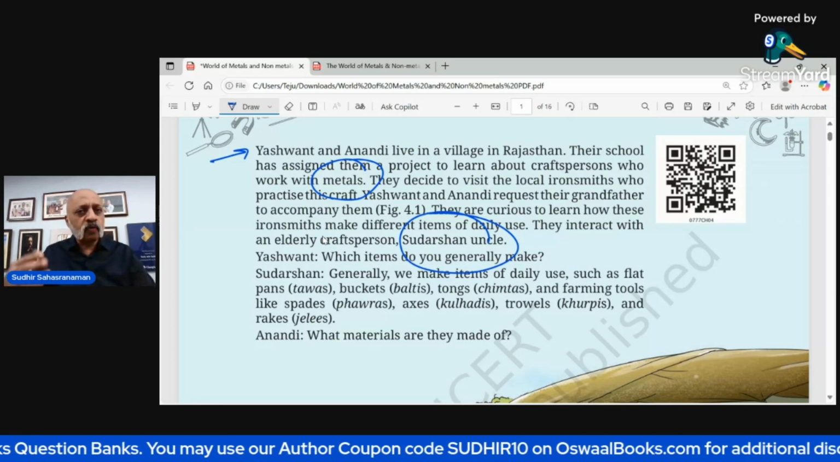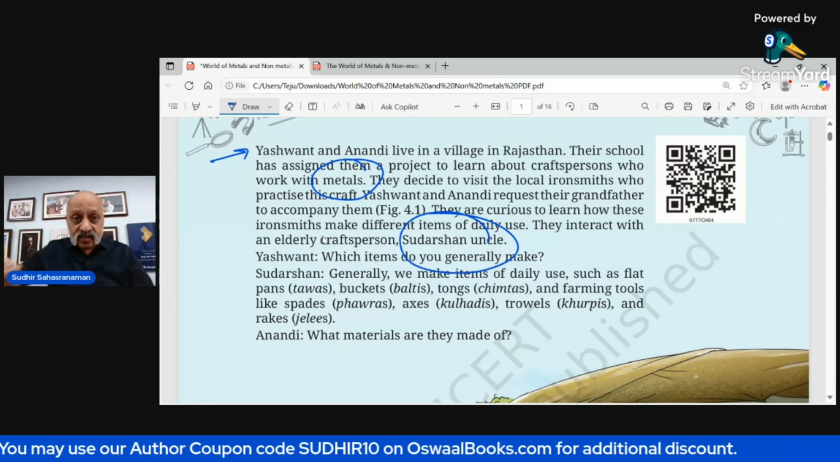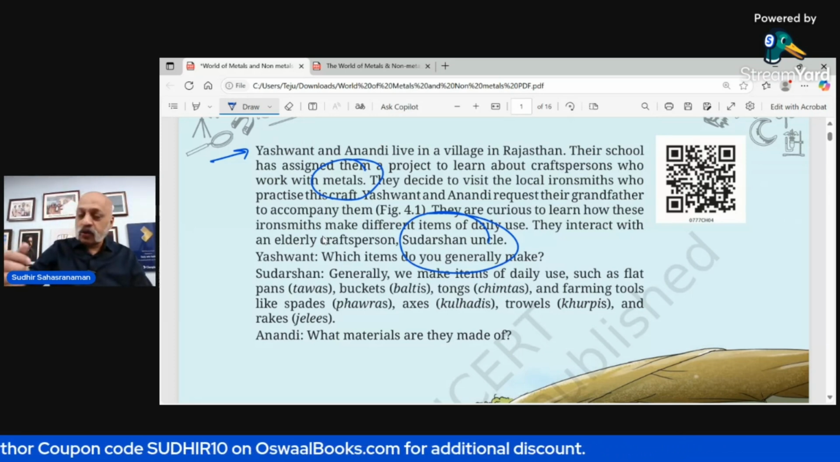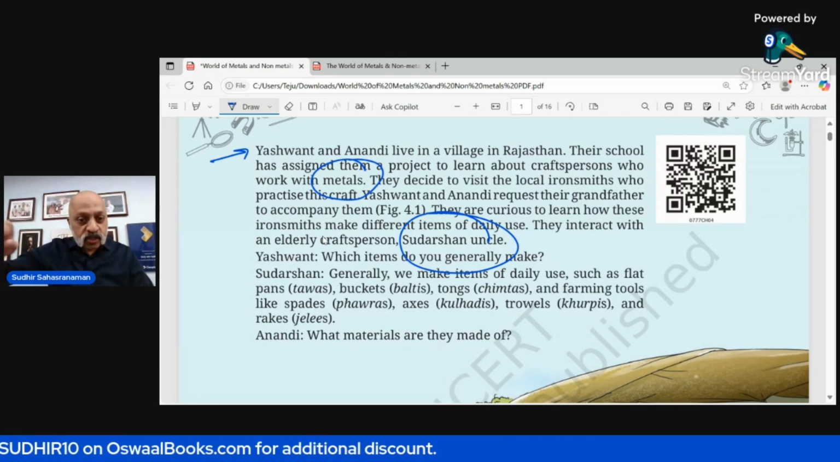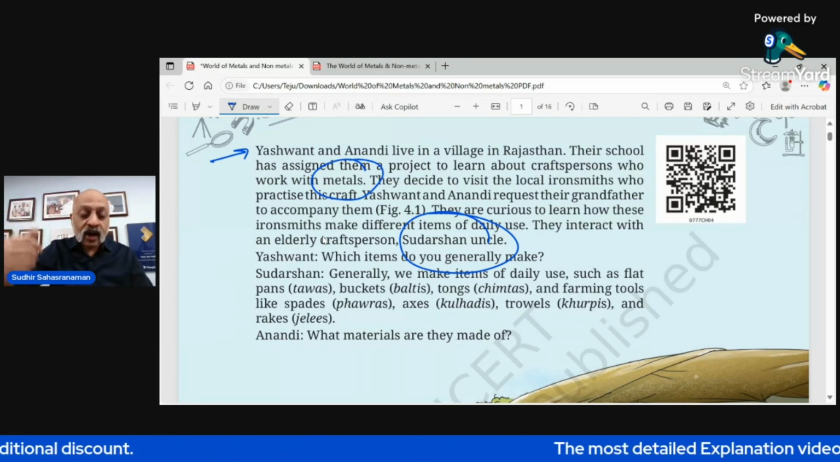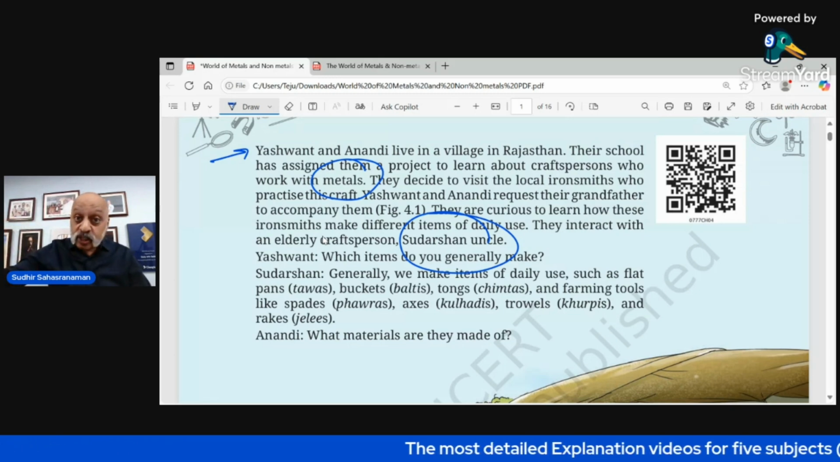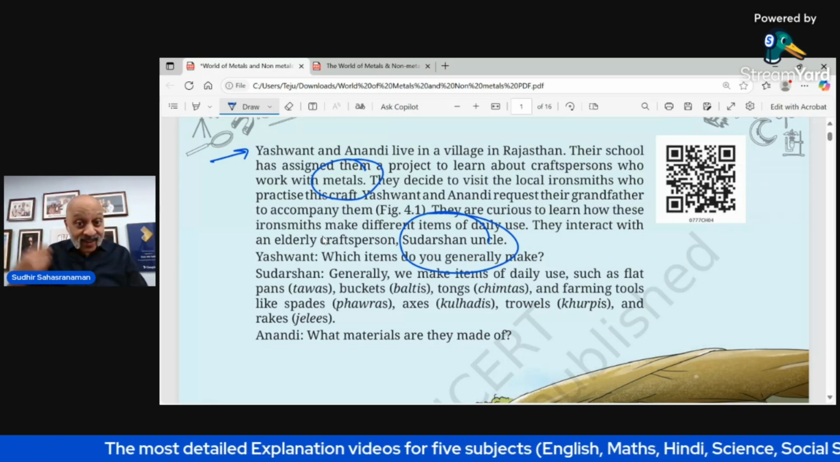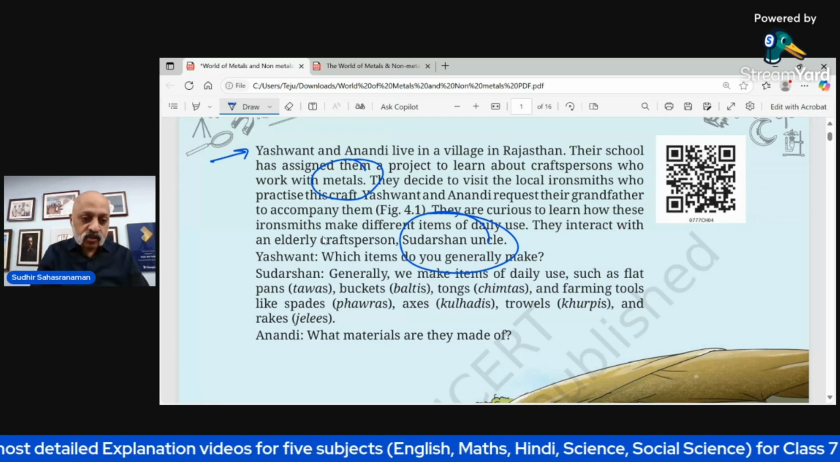So they talk about, we make tawas, baltis, that is the iron bucket. I don't know if you have seen them. Tongs, which are used in the kitchen, also different kinds of implements for iron smiths. Farming tools like spade, which are used in the fields for agriculture by the farmers. Axes, trowels, and rakes.